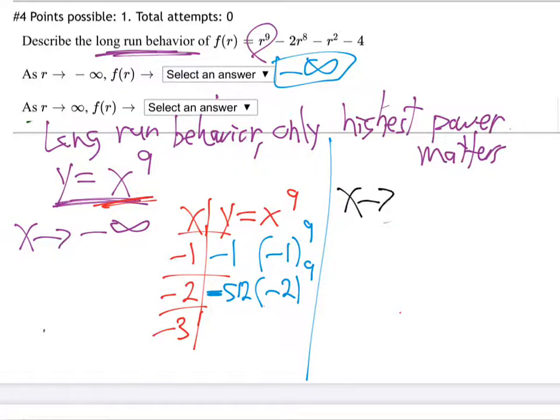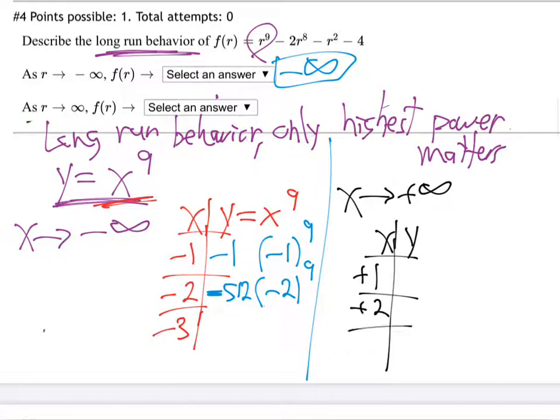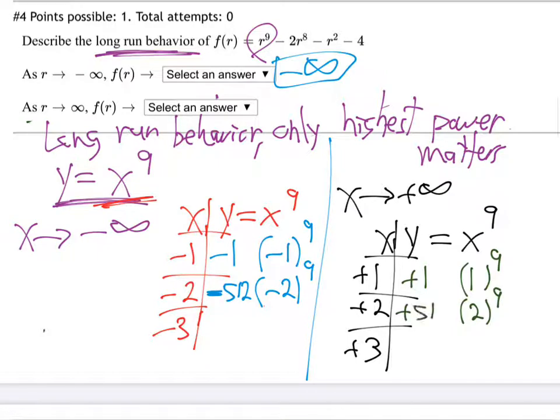Now we'll do x going to positive infinity or regular infinity. And we're going to make an xy table. And we're going to do the same thing. +1, +2, plugging in again to x to the 9th. So when you plug in 1 to the 9th, well, that's just +1, huh? 2 to the 9th, that's the positive 512. So where's it going? Positive infinity. There we go. So I hope you caught the main point.